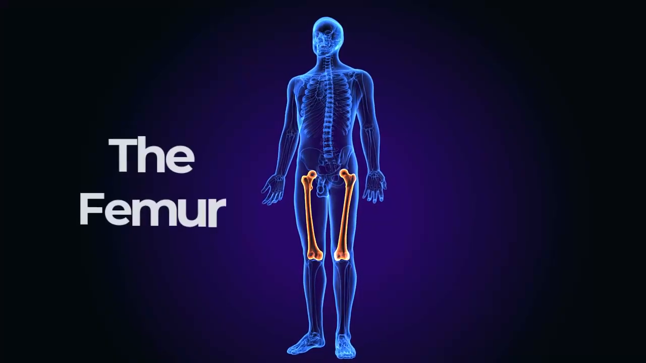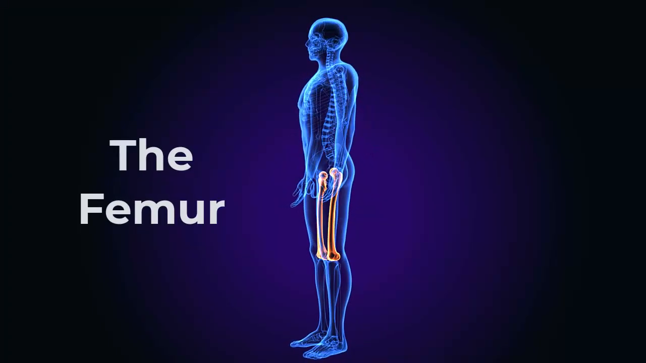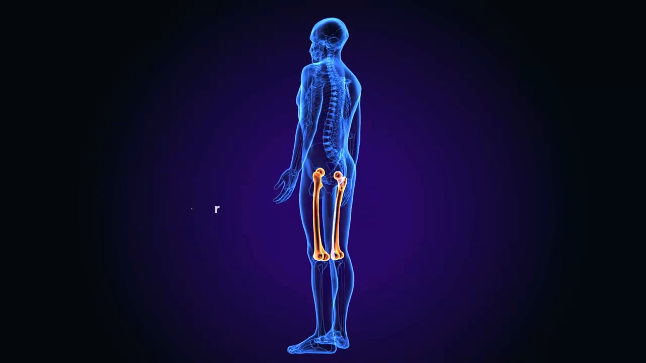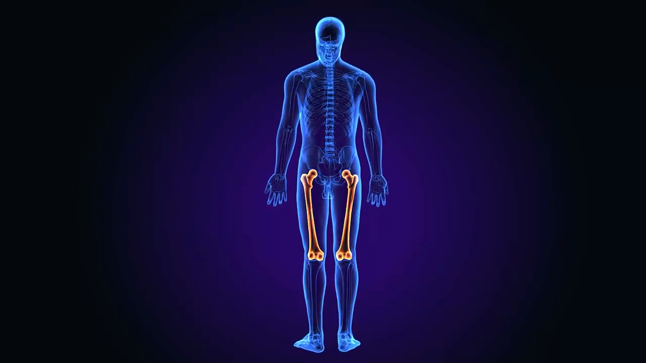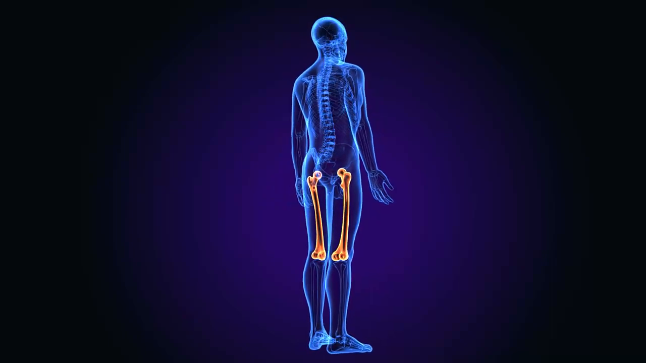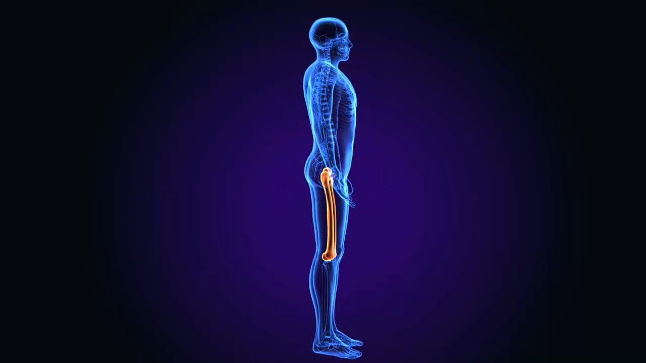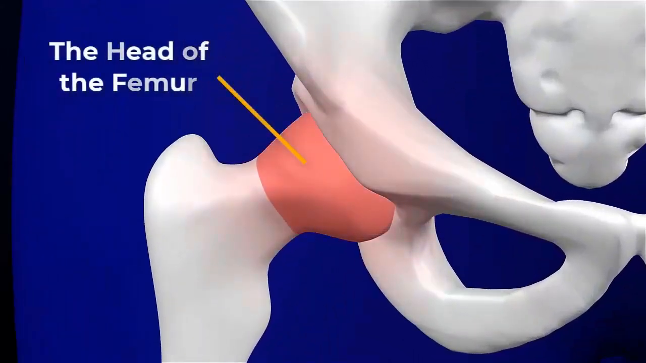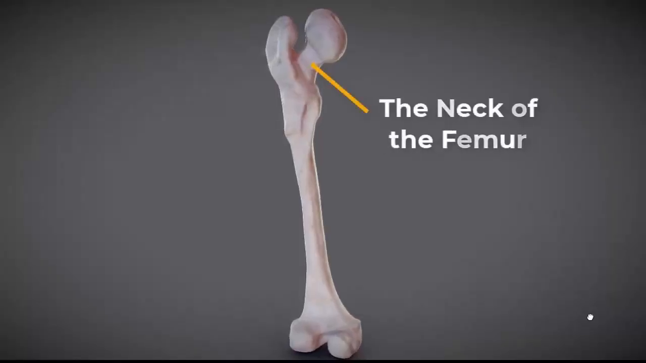The femur, or thigh bone, is the single bone of the thigh region. It is the longest and strongest bone of the body, and accounts for approximately 1/4 of a person's total height. The rounded proximal end is the head of the femur. The head of the femur articulates with the acetabulum of the hip bone to form the hip joint. The narrower region behind the head is called the neck of the femur.